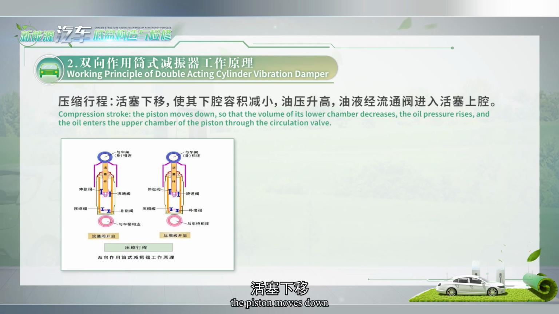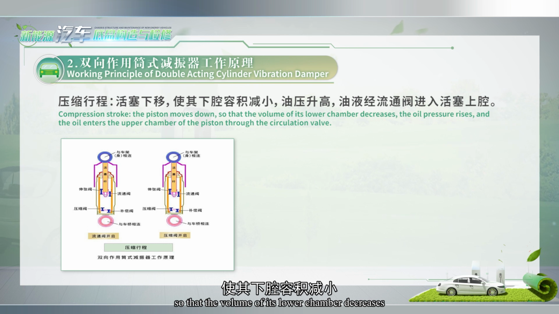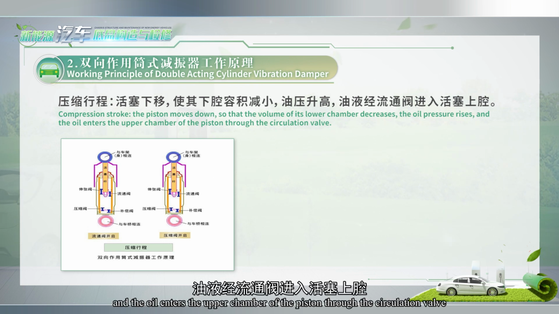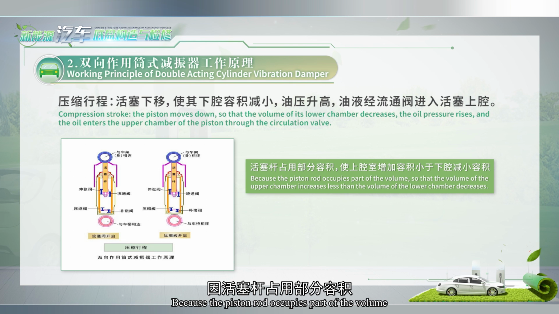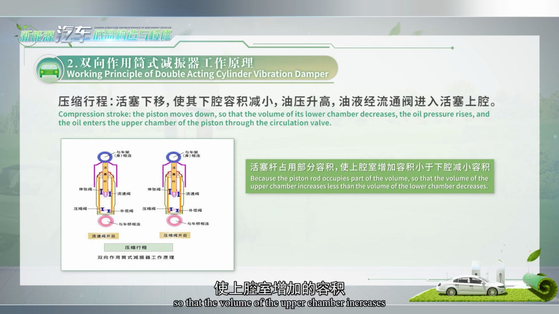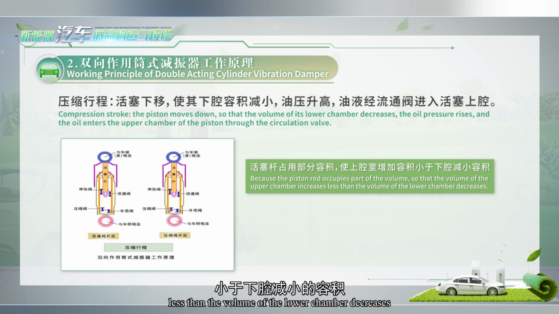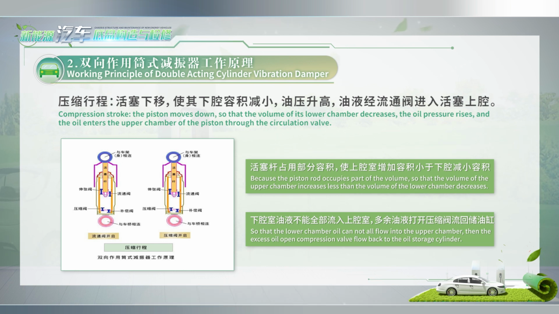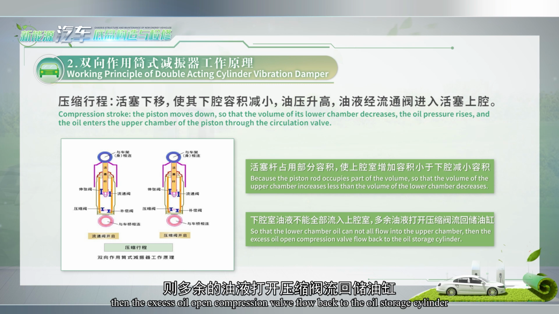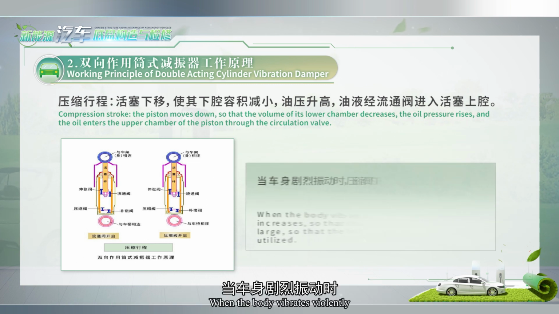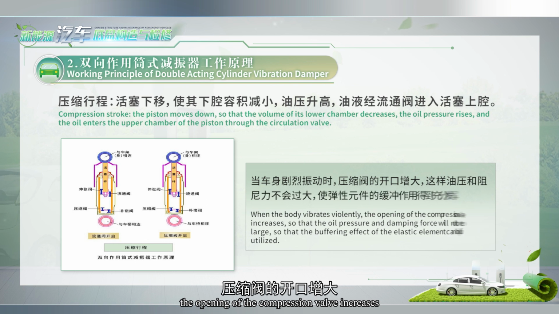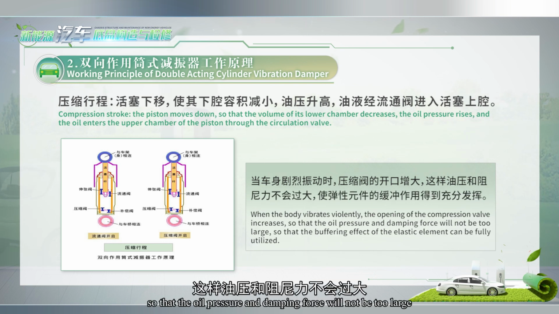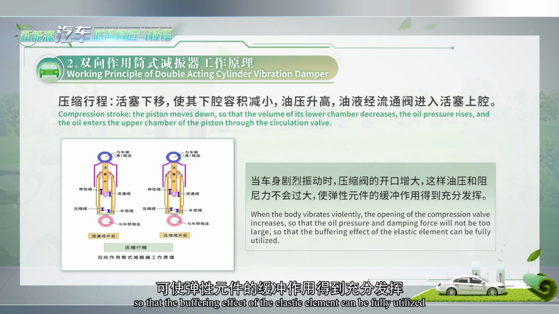Compression stroke. The piston moves down so that the volume of its lower chamber decreases. The oil pressure rises, and the oil enters the upper chamber of the piston through the circulation valve. Because the piston rod occupies part of the volume, the volume increase of the upper chamber is less than the volume decrease of the lower chamber, so the lower chamber oil cannot all flow into the upper chamber. Then the excess oil opens the compression valve and flows back to the oil storage cylinder. When the body vibrates violently, the opening of the compression valve increases, so the oil pressure and damping force will not be too large, and the buffering effect of the elastic element can be fully utilized.